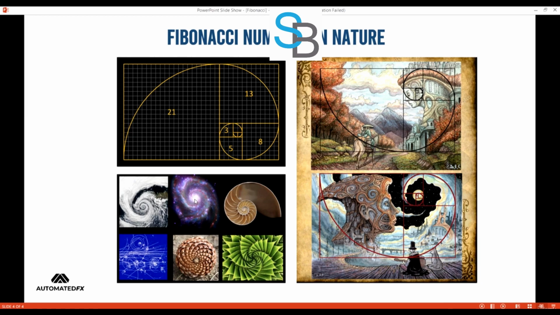Look at this image of the galaxies. It tends to follow the Fibonacci spiral chart, and all of these are natural things, things occurring in nature. So this tends to guide beauty and nature and so on. Look at these artworks that also follow the same principle. Now that's the end of the chart.